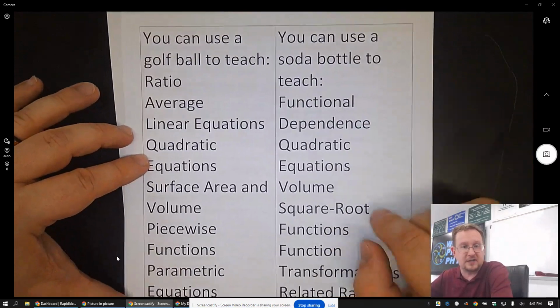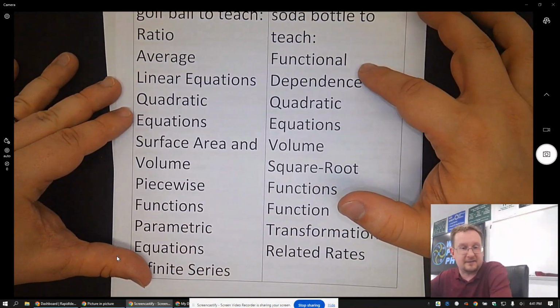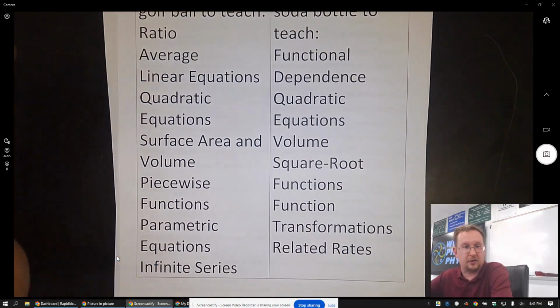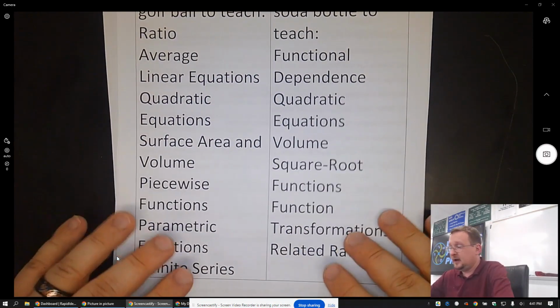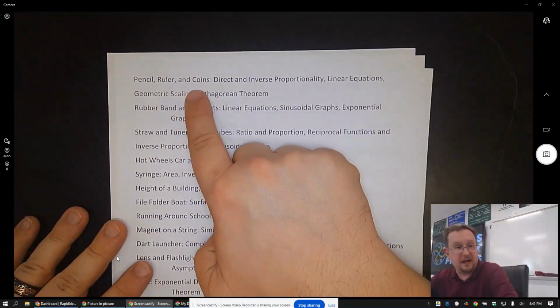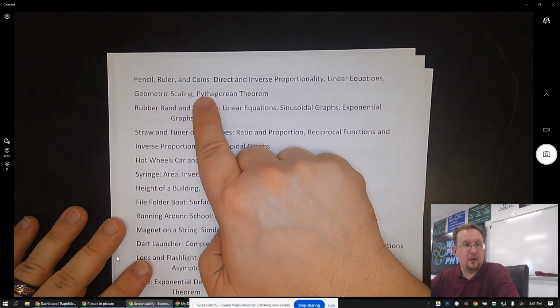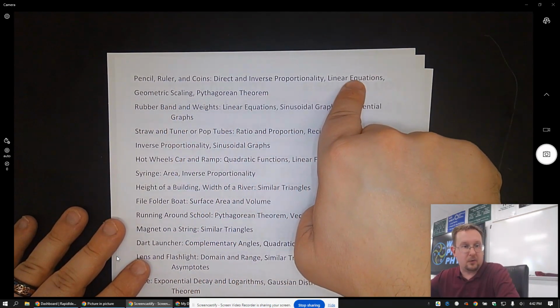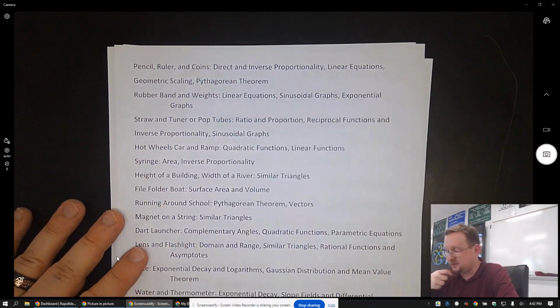Do you know that you could use a soda bottle to teach things as simple as functional dependence at the junior high level, all the way up through related rates, all the way through calculus? What if I told you that you could use a pencil, ruler, and coins in order to do things like geometric scaling or the Pythagorean theorem or linear equations? I forgot to put on here rational functions, right?